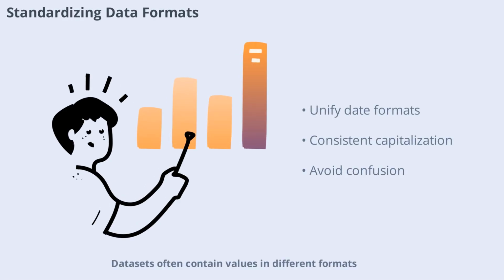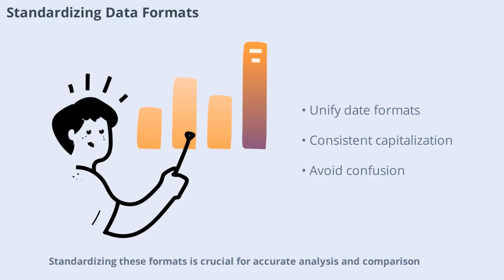Datasets often contain values in different formats, such as dates in various styles or inconsistent capitalization. Standardizing these formats is crucial for accurate analysis and comparison. For example, converting all dates to a single format or ensuring consistent use of upper and lower case in text fields. This step helps avoid confusion and errors during data processing and analysis.